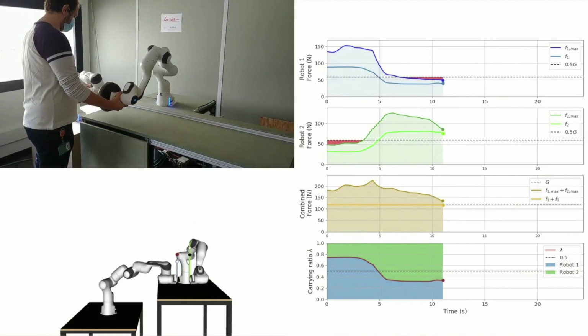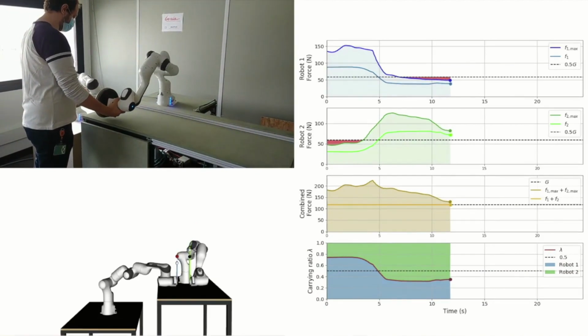As the operator moves the object towards the table on the right, robot 1's carrying capacity drops significantly, and it is no longer able to carry half of the object's weight. The proposed strategy accounts for this, and on the bottom graph we can see that robot 2 now carries more than 70% of the object's weight.